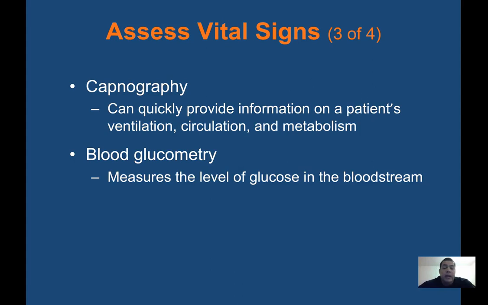Capnography can quickly provide information on patients' ventilation, circulation, and metabolism. Blood glucometry measures the level of glucose in the bloodstream. So diabetics, you always want to get their blood sugar. You want to know if it's low, high, or within normal limits.